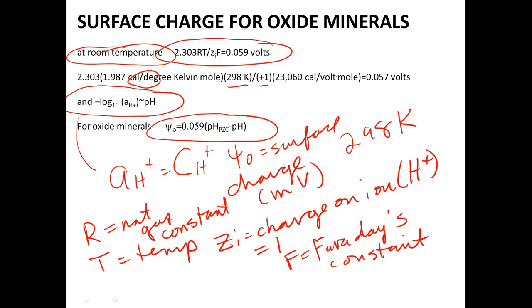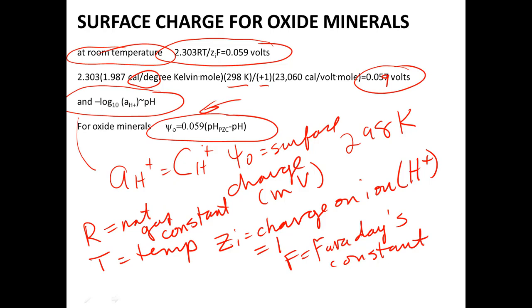23,060 calories per volt per mole gives us this 0.577 here. It actually should be 0.059 volts, and we can use our understanding of the logarithm and come up with an equation then to predict the surface charge on oxide minerals.